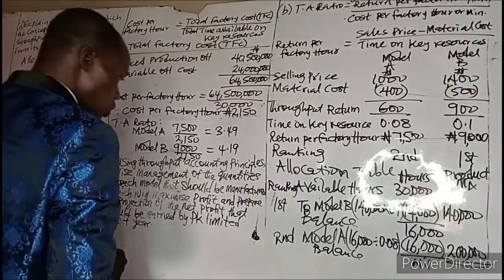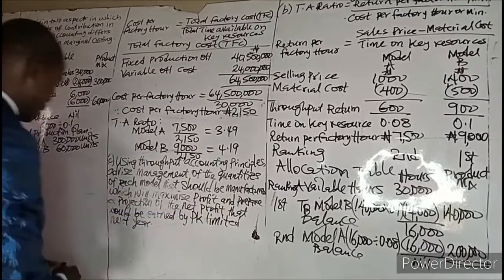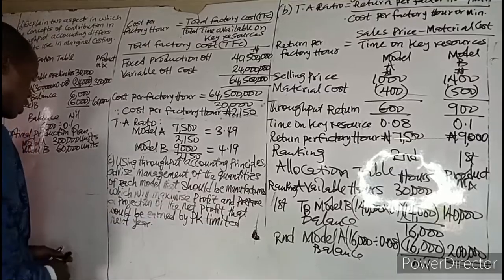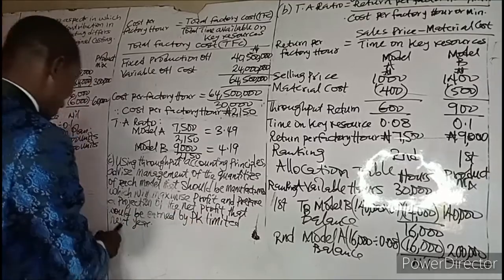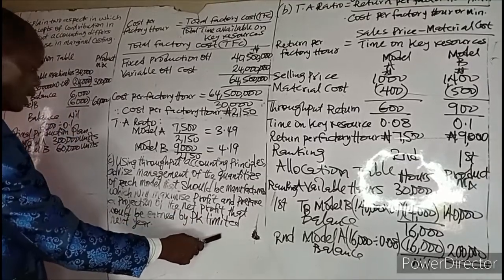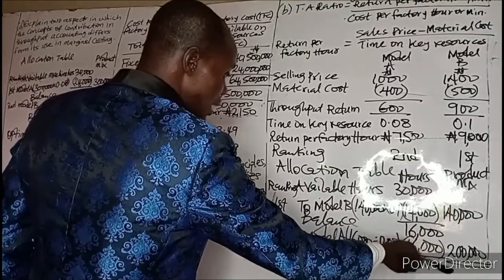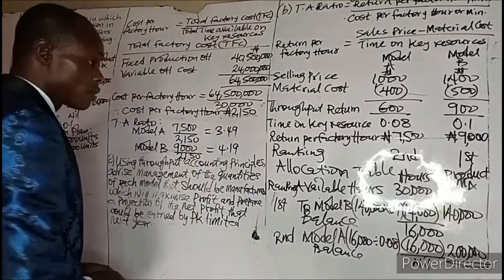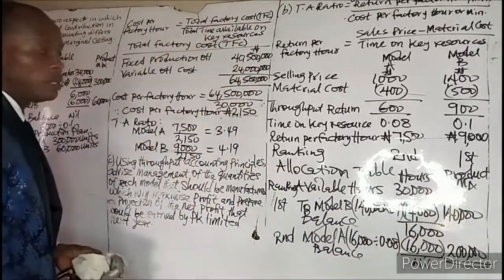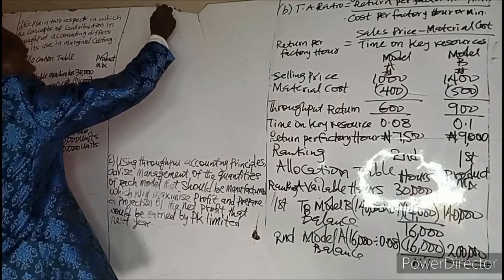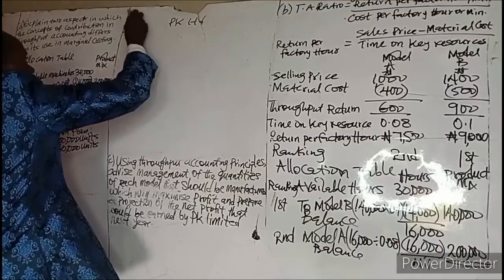Now back to requirement C. Using throughput accounting principles, advise management of the quantities of each model that should be manufactured, which will maximize profit, and prepare a projection of the net profit that will be earned by PK Limited next year. So the units to manufacture to maximize profit will be 200,000 units of model A and 140,000 units of model B. Now, PK Limited profit statement.